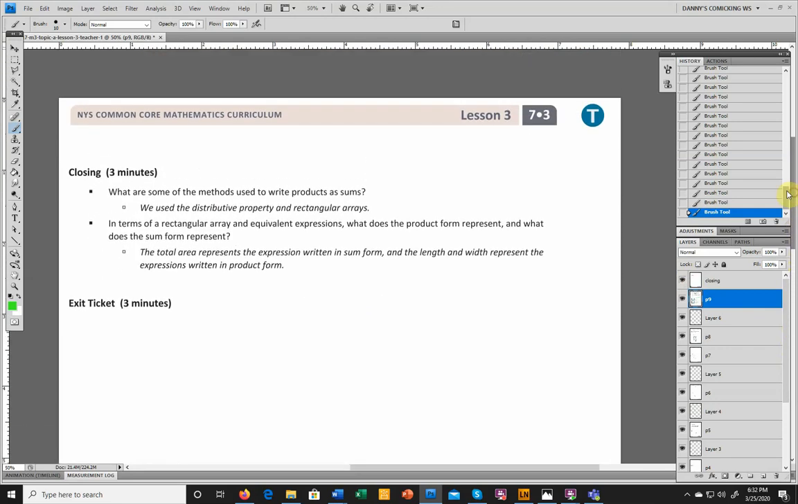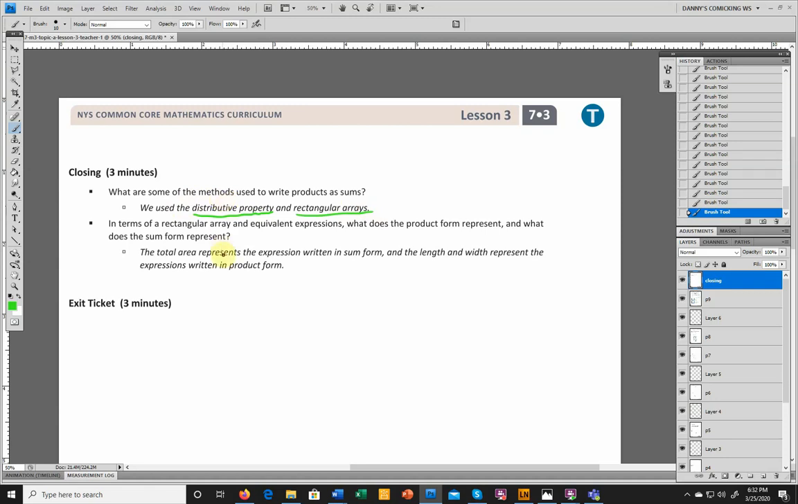So the closing: what were some of the methods used to write products as sums? We use the distributive property and rectangular arrays. Remember, the distributive property deals with how you can distribute your numbers. That's what distributed means. It means how you can change the position of your numbers and still get the same answer with addition and with multiplication.